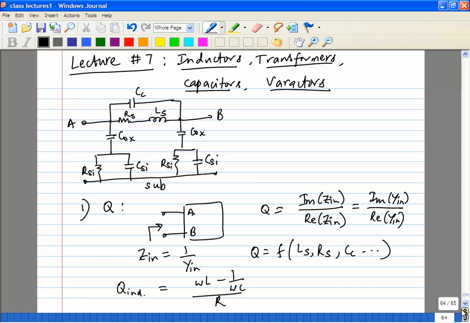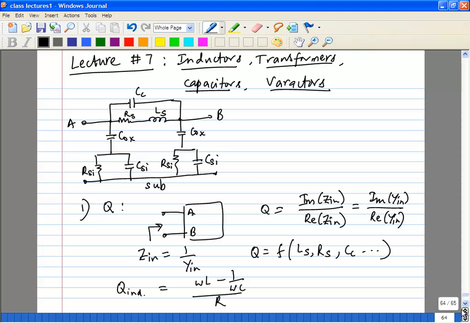Okay, and each one affects the other one. If you try to increase your mutual effects, for the same inductance you might end up using a larger area and therefore a larger capacitance to substrate, which means a lower self-resonant frequency. So some very basic trade-offs you can make.